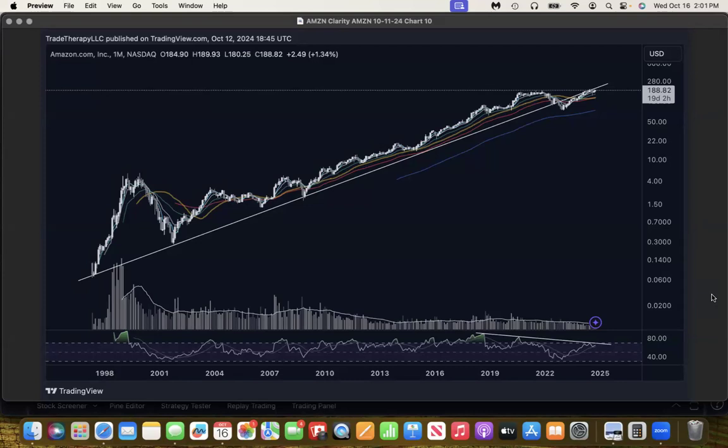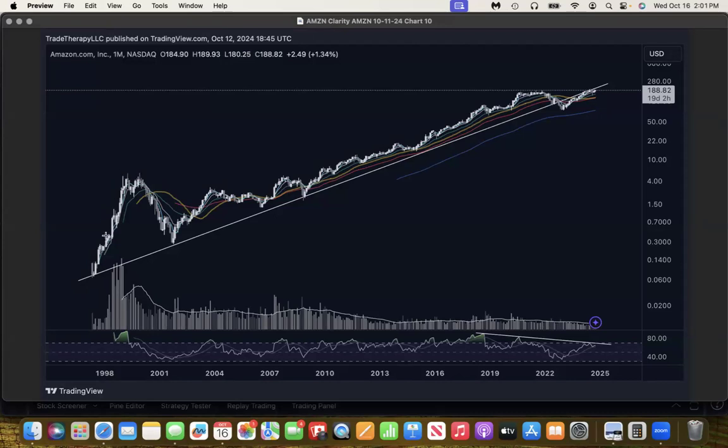We like these all-time charts because it's a great way to get a feel for where something is at in its institutional business cycle. We did update our all-time trend line here to better reflect where Amazon is at currently. We'll talk a little bit more about that in a moment.